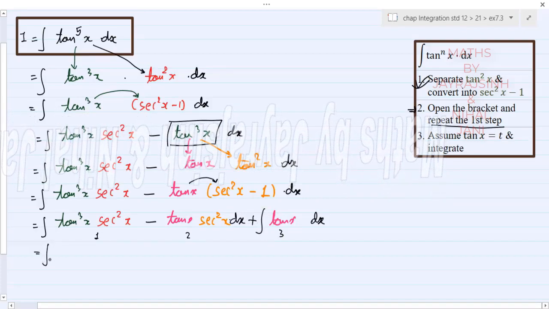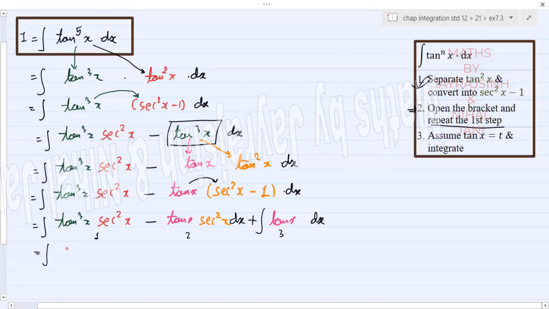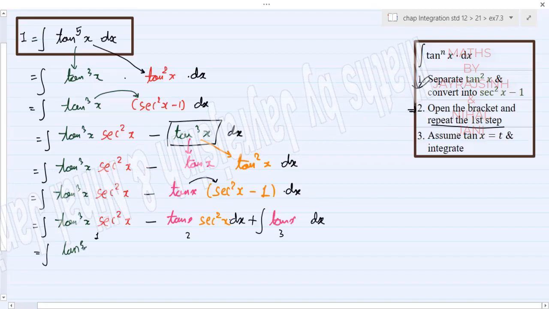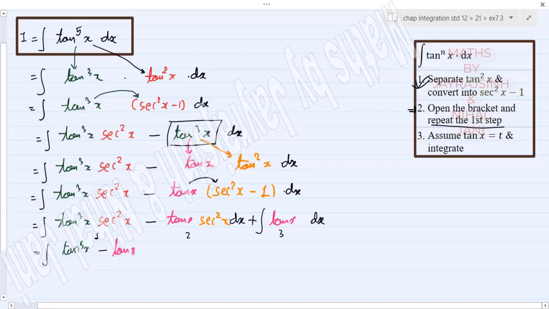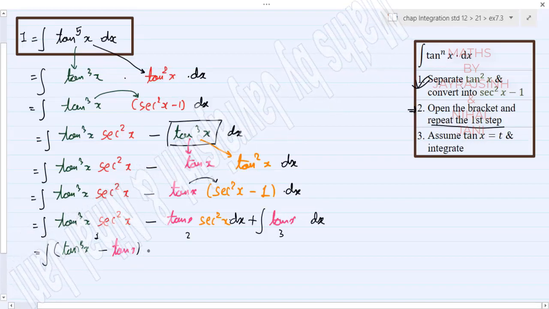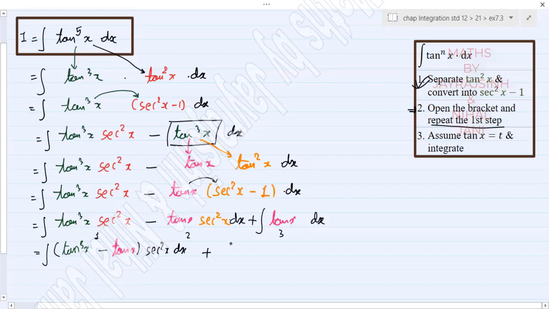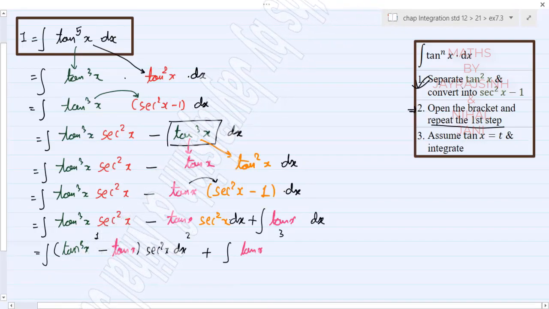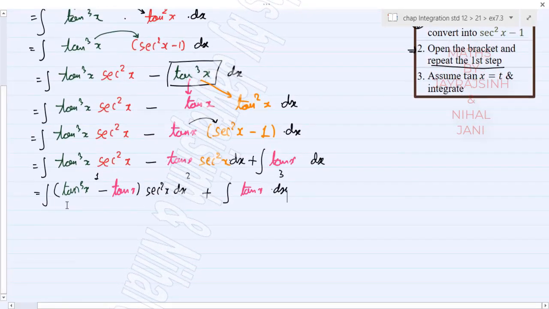So let's split the integration. Let's say your first two terms are one integration, so we can take sec square x common from them. So we'll get tan cube x minus tan x, and sec square x dot dx will be common, plus integration of tan x dot dx. So let's integrate them separately.